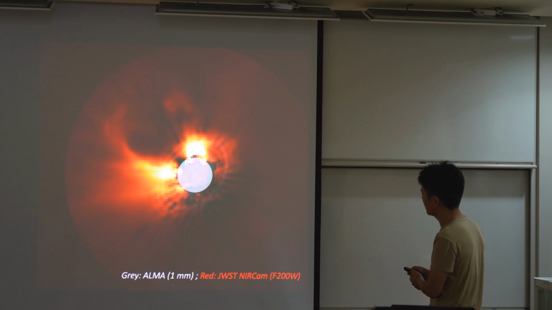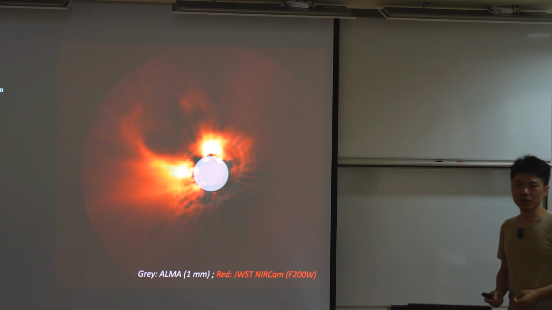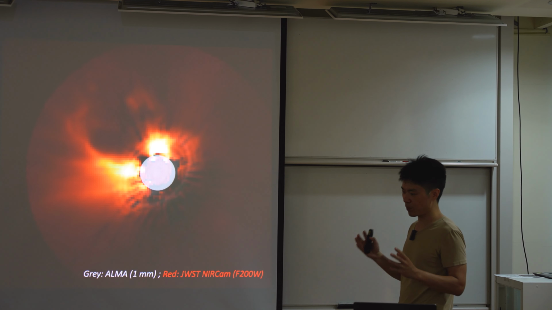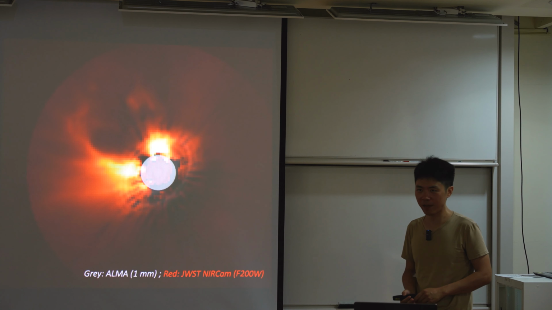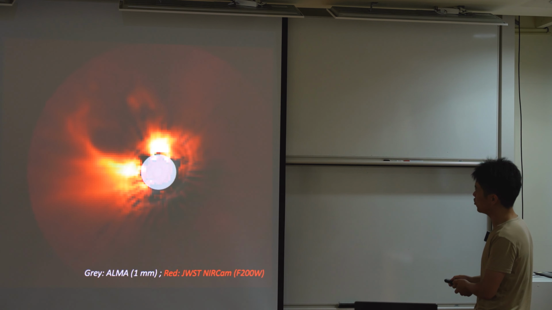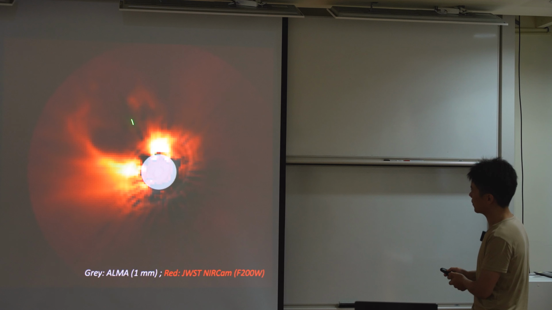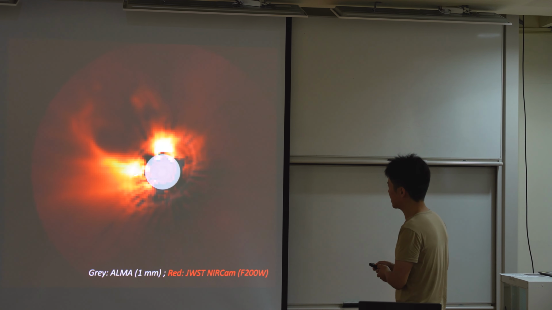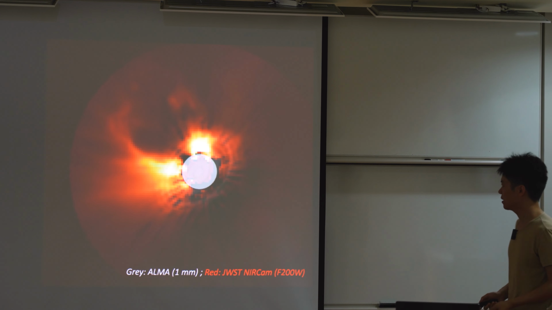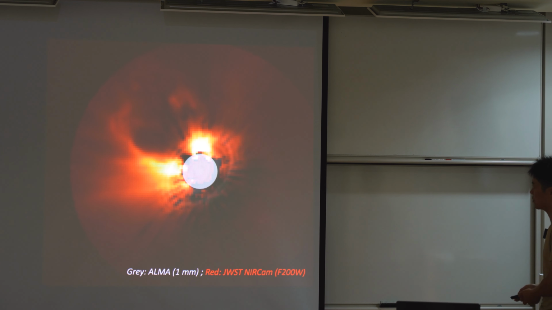Here's the inner working angle. As it turns out, HR Tau is still very young. It's about 1 million years old, so it's still partially embedded in its birth envelope. Because of that, we see a prominent envelope feature, as well as a cavity opened by outflow. All these structures significantly affect our ability to look for planets in this region.